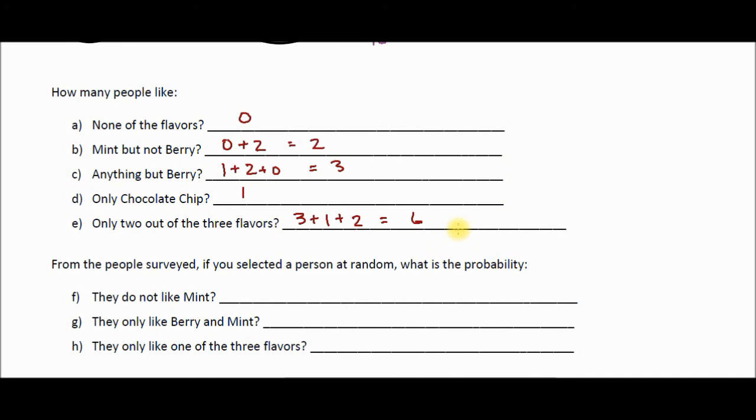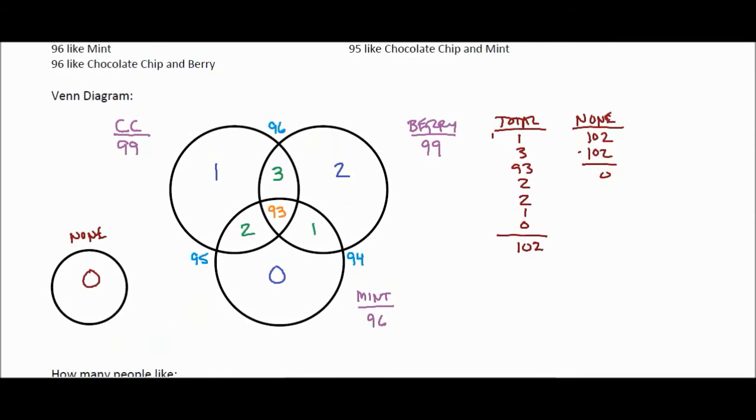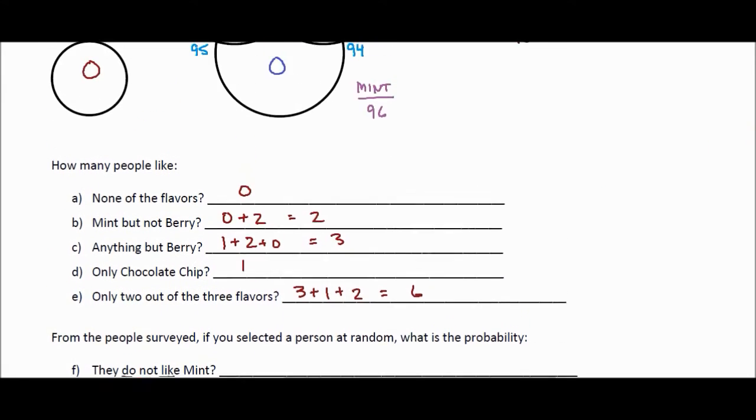Alright, last 3 questions. How about probabilities? Remember, class, we have 102 people in the survey. That means that will always be the bottom of our fraction. That's the number of total things. How many people in the survey, if you pick a random person, what's the probability they don't like mint? They do not like mint.